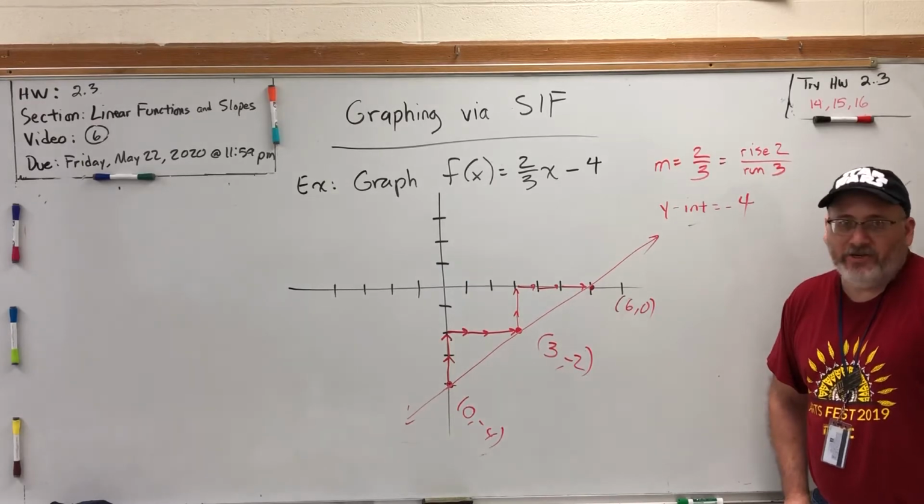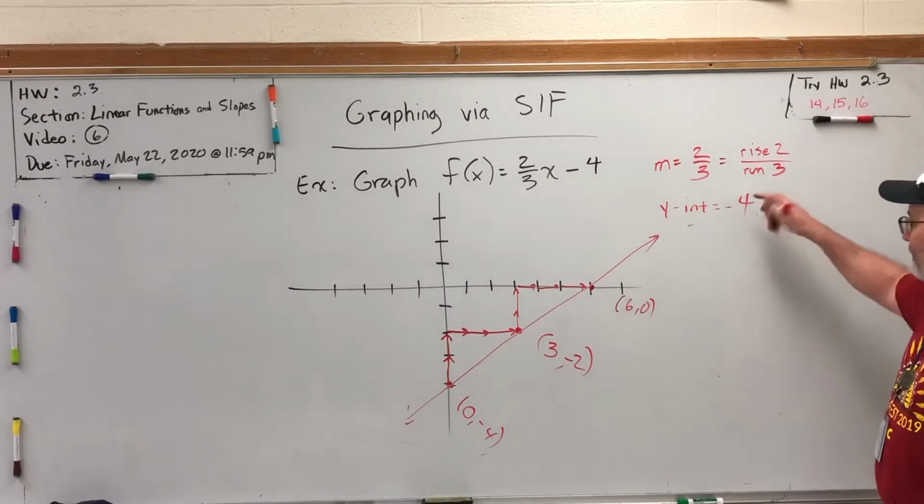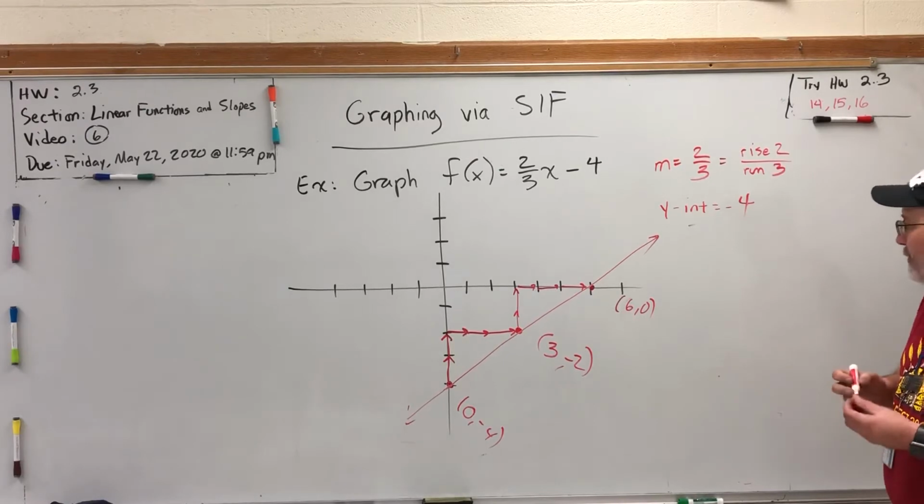No table necessary, didn't have to choose any values. The y-intercept tells me where I can start, and the slope tells me which direction to go from there.